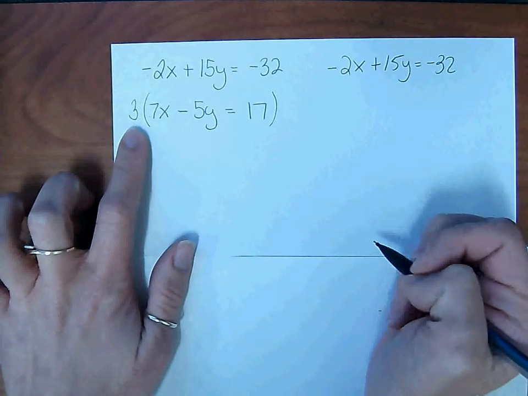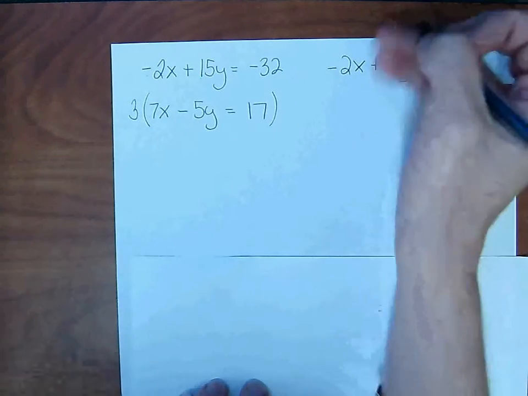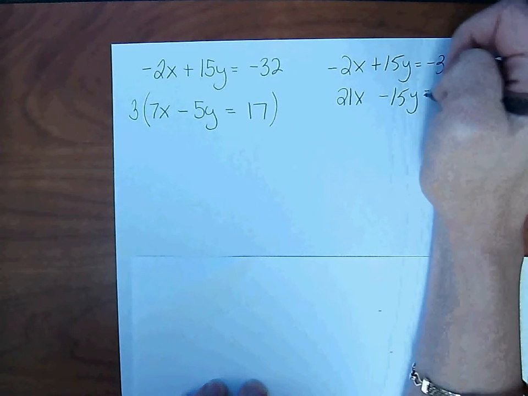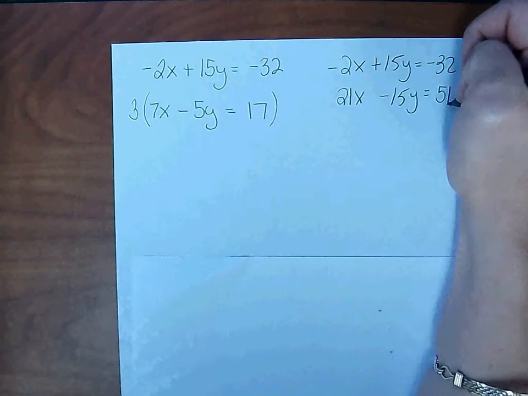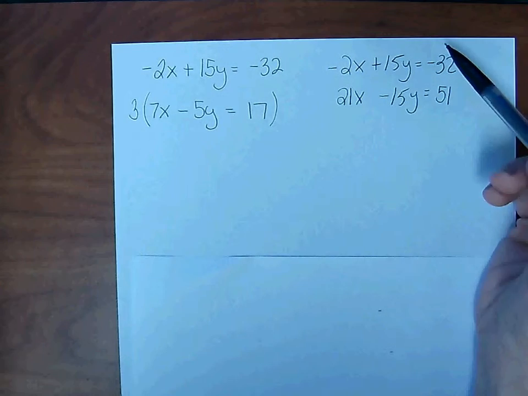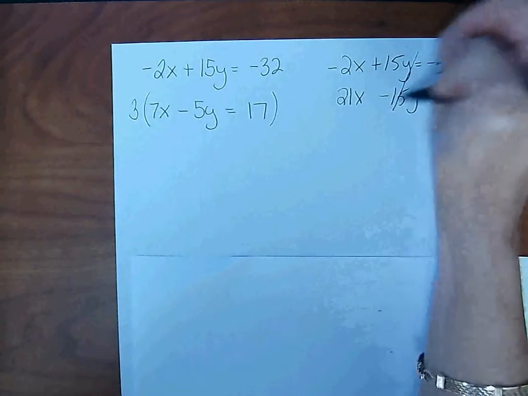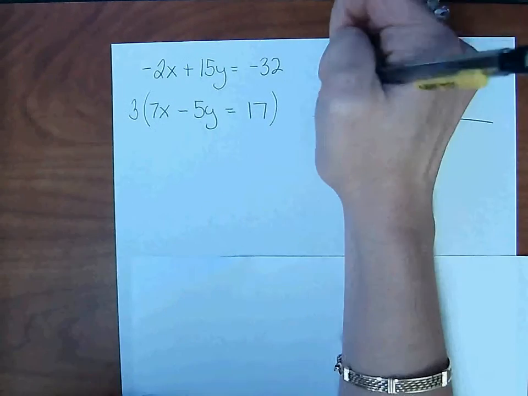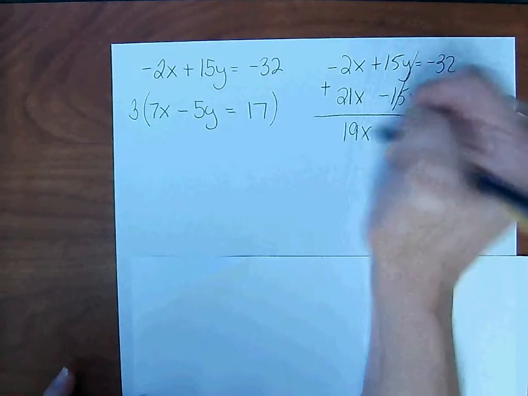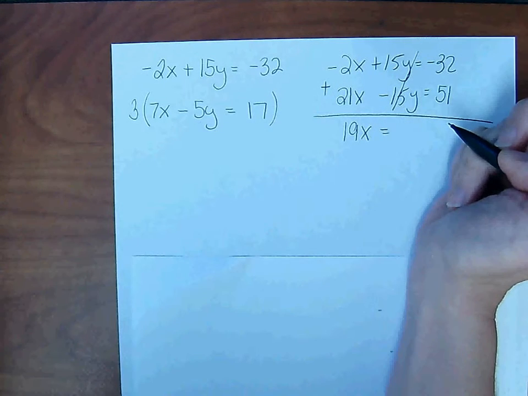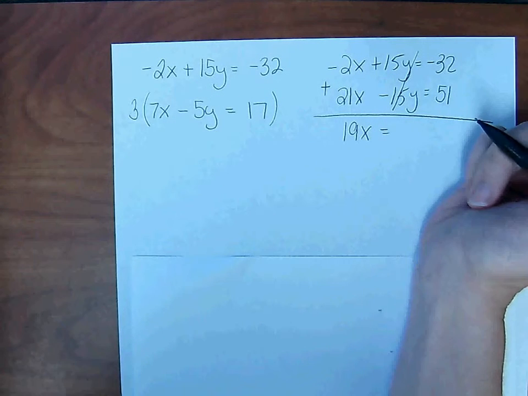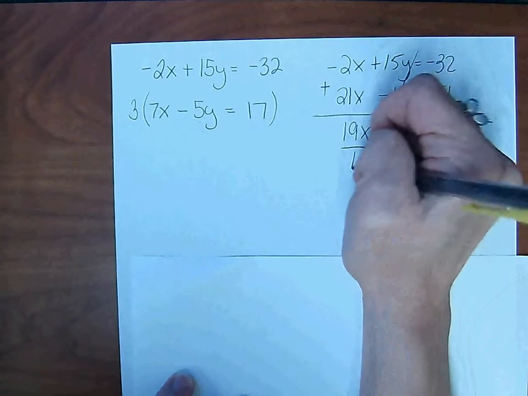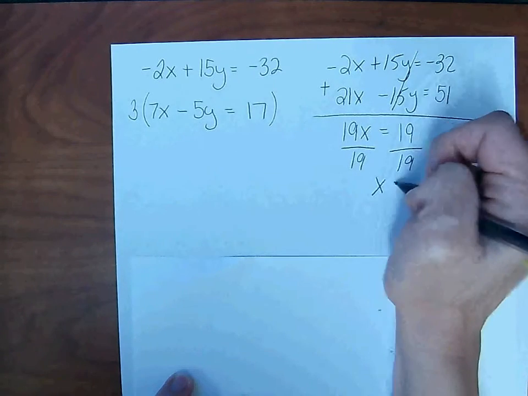You've got to distribute the 3 to the entire equation. So 21x minus 15y equals 51. I wanted the y's to disappear, which they are going to. Negative 2x plus 21x is 19x equals, and then negative 32 plus 51 is 19. Solve for x, divide both sides by 19, and x equals 1.